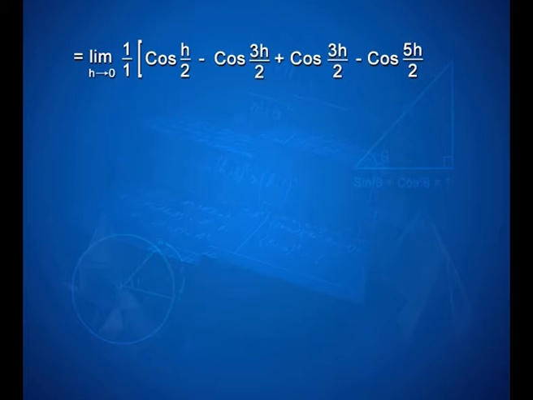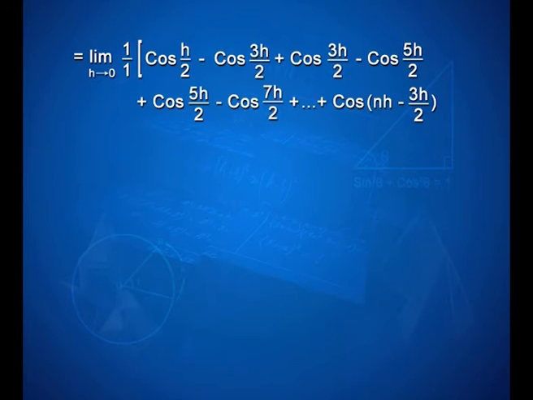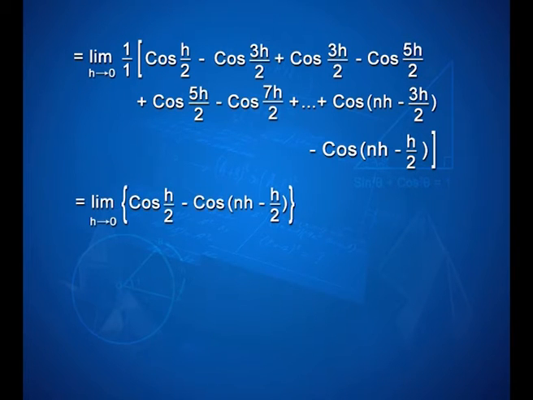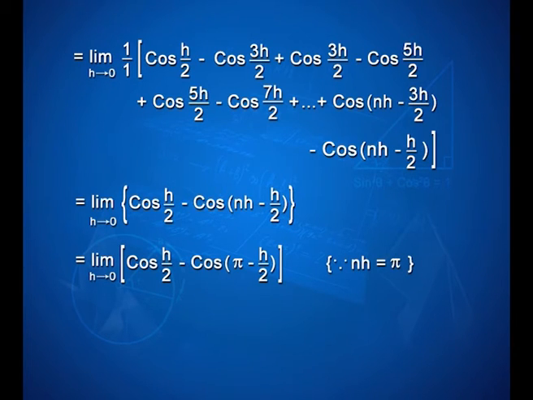plus cos 3h upon 2 minus cos 5h upon 2 plus cos 5h upon 2 minus cos 7h upon 2 plus so on plus cos of nh minus 3h upon 2 minus cos nh minus h upon 2, that is equal to limit h tends to 0 cos h upon 2 minus cos nh minus h upon 2, that is equal to limit h tends to 0 cos h upon 2 minus cos pi minus h upon 2, since nh is equal to pi, that is equal to cos 0 minus cos pi, that is 1 minus of minus 1, that gives us 2.